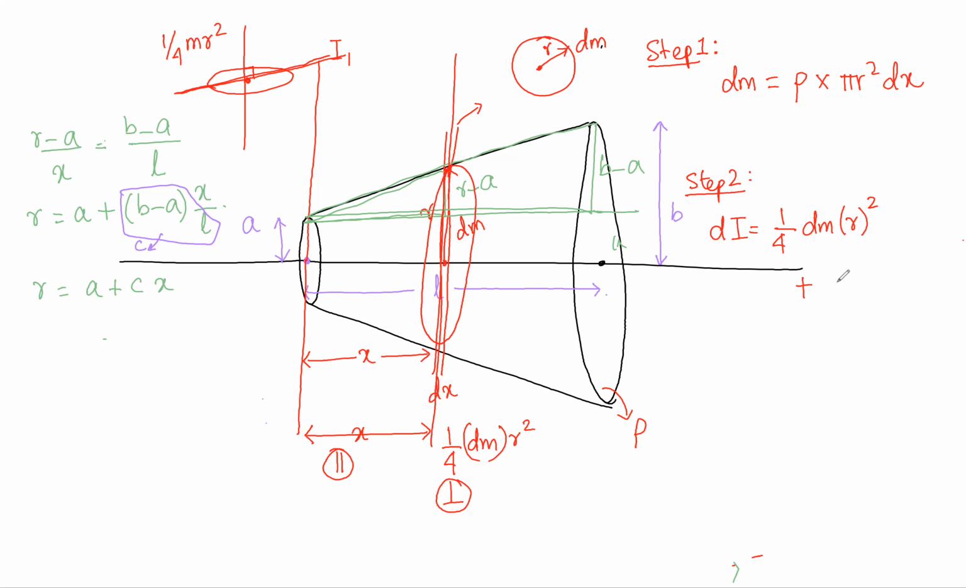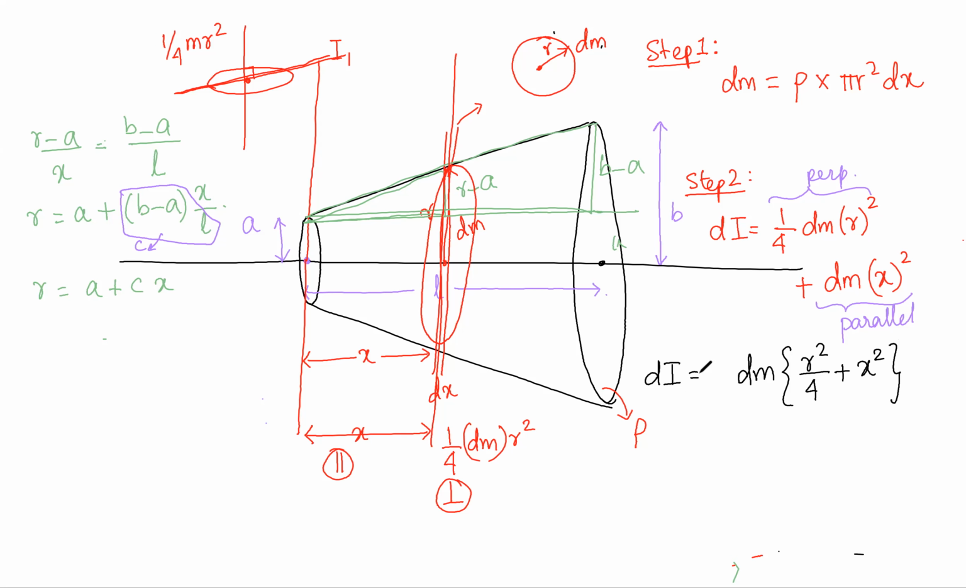In addition to that, the mass of the disk is equal to dm. The distance from the axis is equal to x. So dm into x square. Understand this: this part is from the parallel axis theorem and that part is from the perpendicular axis theorem. Both of these are getting applied over here. So you will need to solve this a little bit. We can write dI is equal to, taking dm common, dm into r square divided by 4 plus x square. This is the value of dI.